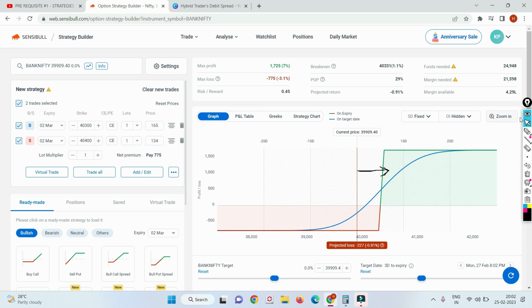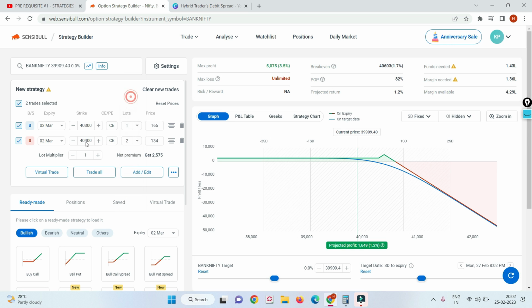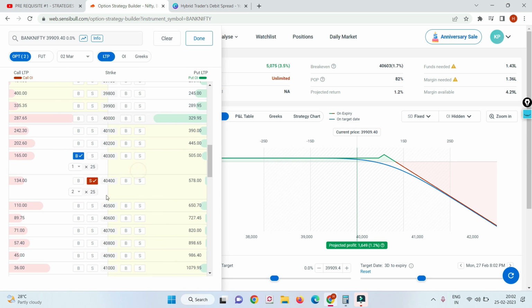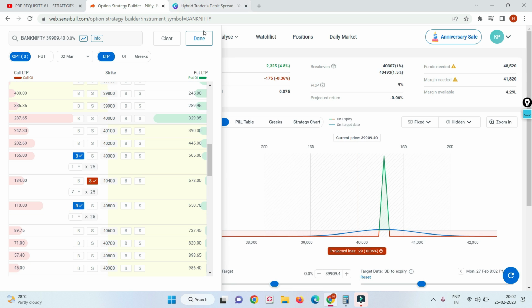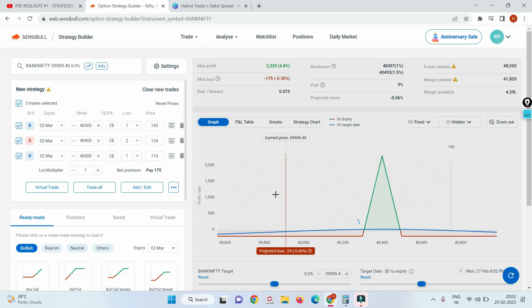butterfly. Let me show you that butterfly. How does the butterfly look? So convert it to a butterfly. What will you do? You will just sell one more 40,400 and then you will buy 40,005, and that's it. This is your butterfly. Meaning, now the market stands here.